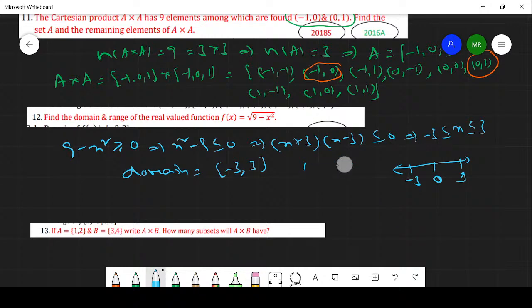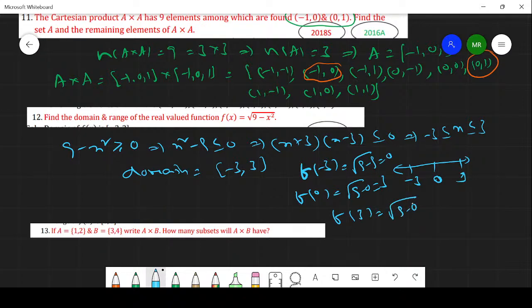Substitute f of minus 3, root of 9 minus 9, it gives 0. You find f of 0, substitute, root 9 minus 0, it will be 3. You find f of 3, f of 3 also root of 9 minus 9, it gives, you can see here, 0.